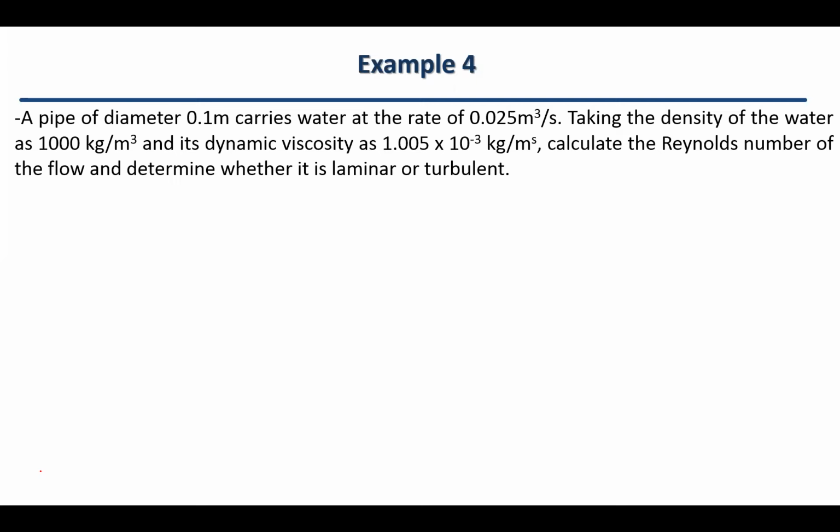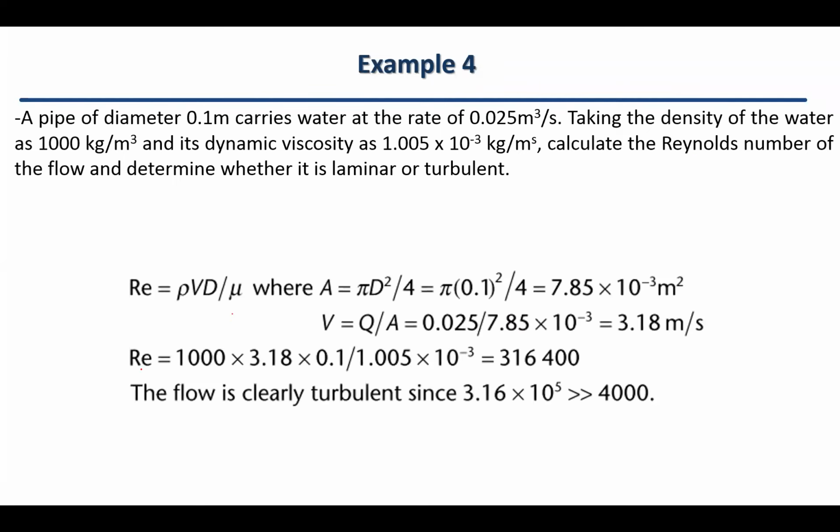Taking the density of water as 1,000 kilograms per cubic meter and dynamic viscosity of 1.005 times 10 to the minus 3 kilogram per meter second. Sorry, this is a meter second. You need to calculate the Reynolds number of flow and determine whether it is laminar or turbulent. So it's very simple. We can substitute everything in the Reynolds number, rho V d over mu, and you first need to calculate the velocity. The velocity is not given here, but the flow and the diameter are given to us. We can easily calculate it by the continuity equation.